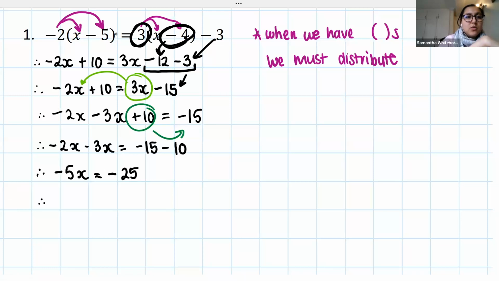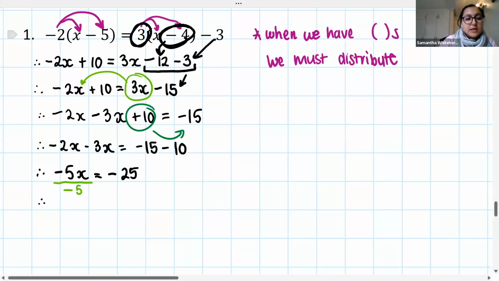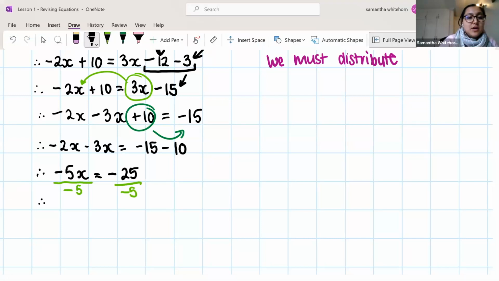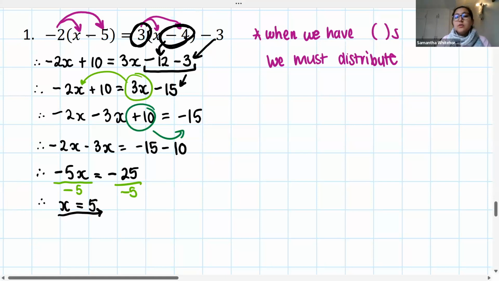Now remember, I don't want -5x, I just want x. So I'm going to divide both sides by -5. Now a negative divided by a negative is a positive, so that leaves me with positive 1x. -25 divided by -5 is a positive. 25 divided by 5 is 5. And so x is equal to positive 5.